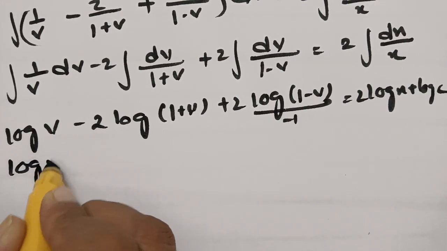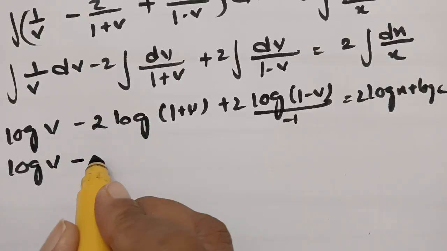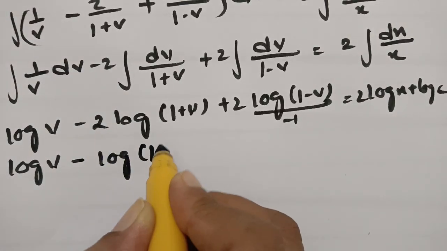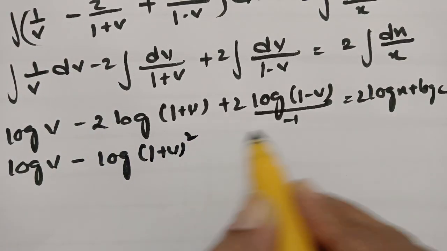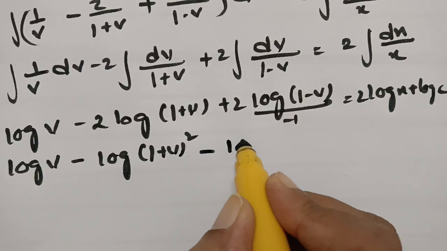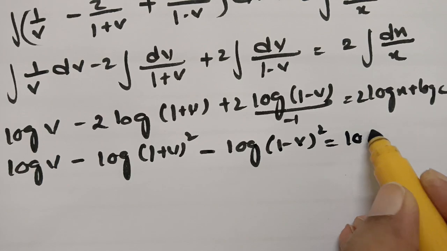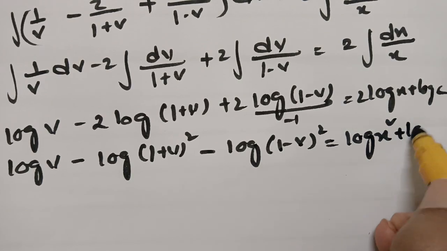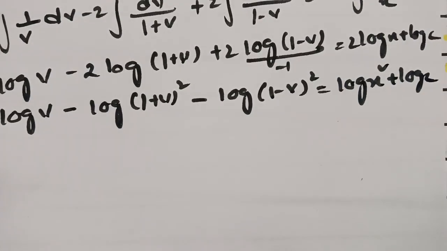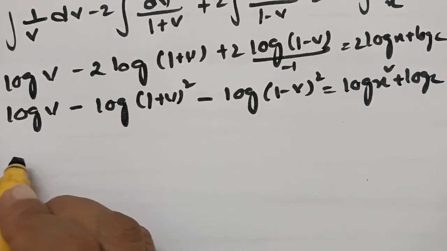This value is log v minus, so if I send it to the power, this will be (1 plus v) whole square, and see here, this is minus, and this is (1 minus v) whole square, and this is log x square plus this value is log c. Clear? So from these two I'm taking minus common.